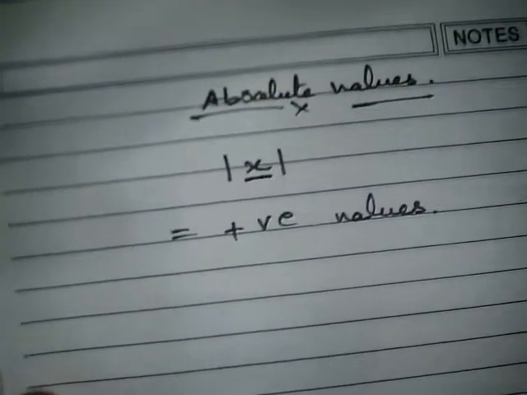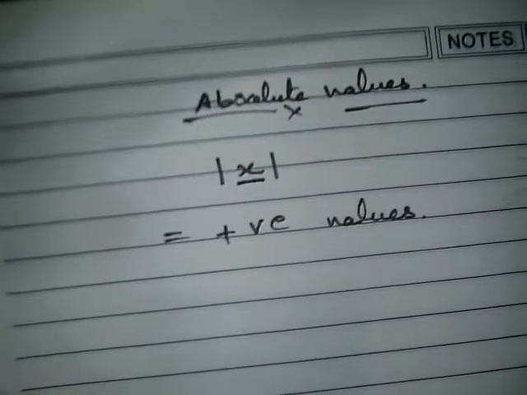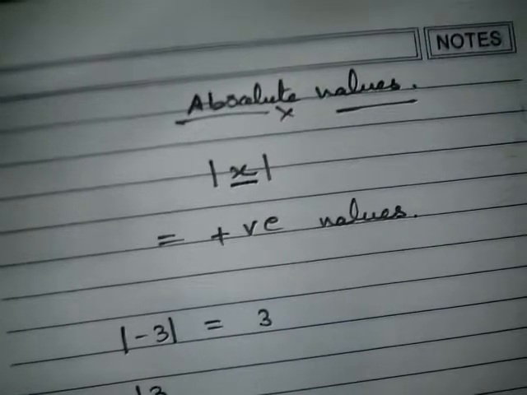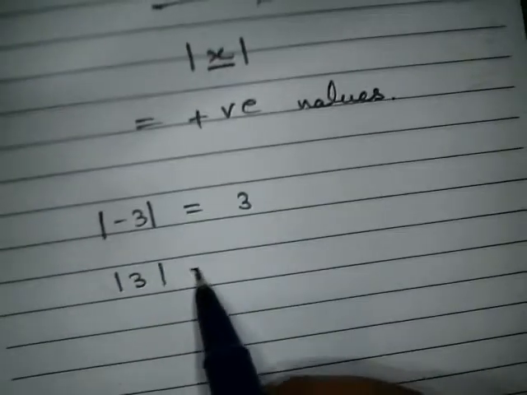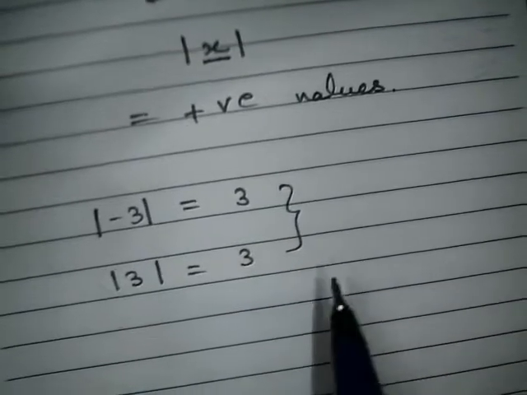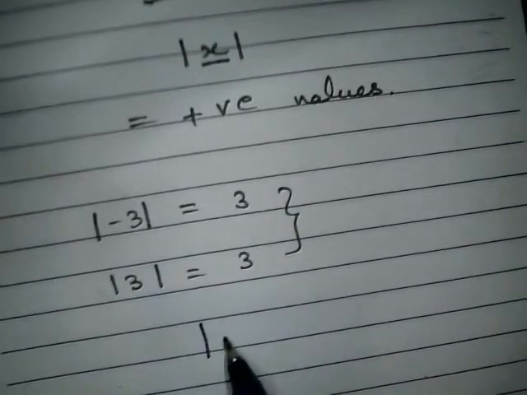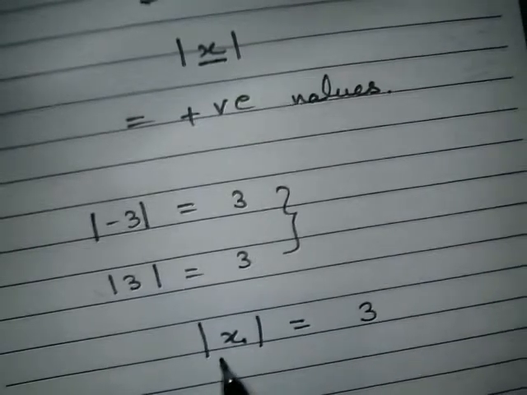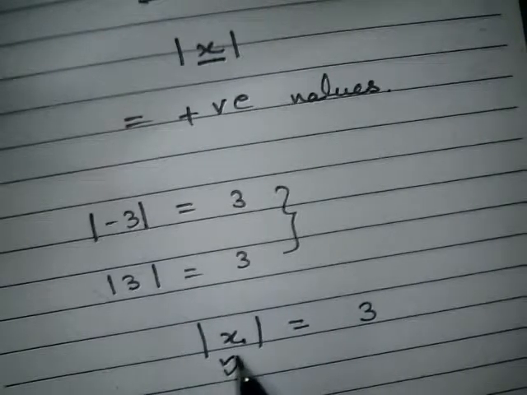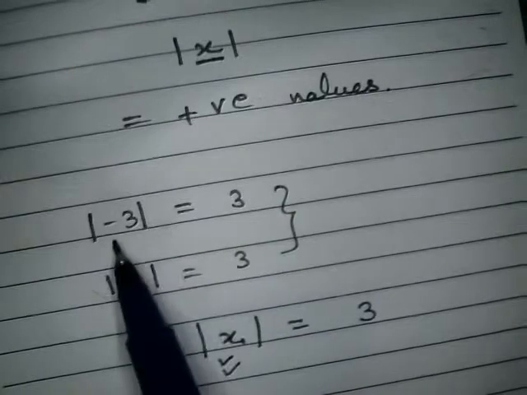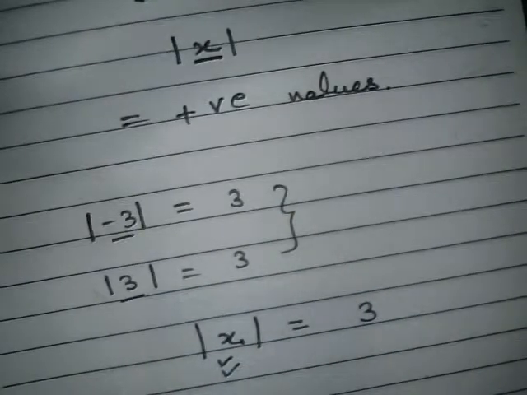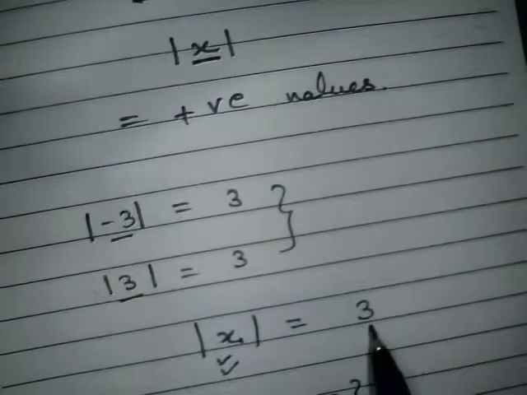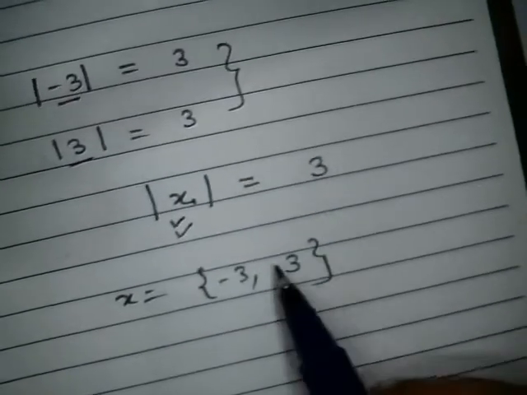Okay, suppose for example I have written -3, then it returns 3. If I write +3, then also it is going to be 3. In another way, suppose I write modulus of x equals 3. What values can we place at the place of x? x can take the values -3 and 3, because if -3 is placed it is going to be 3, and if we place 3, then also it is going to be 3.